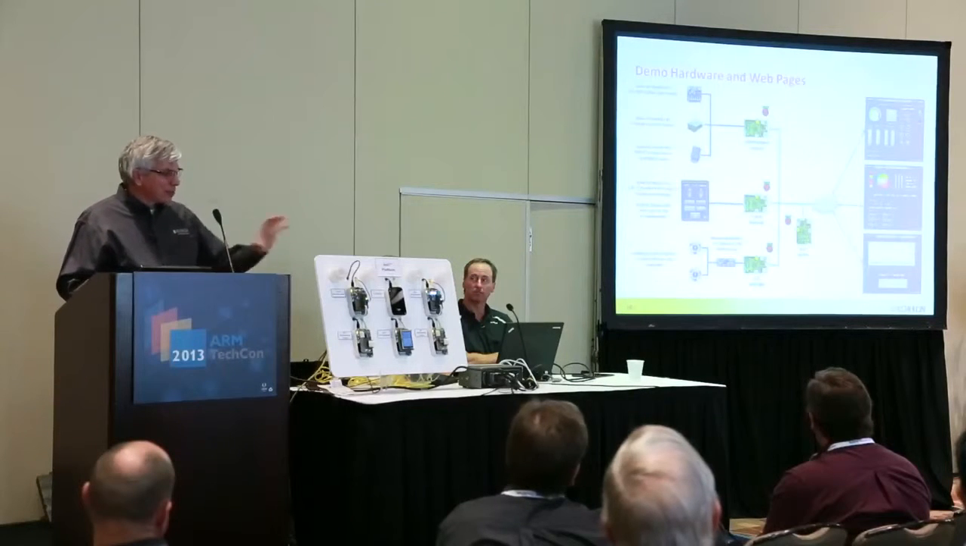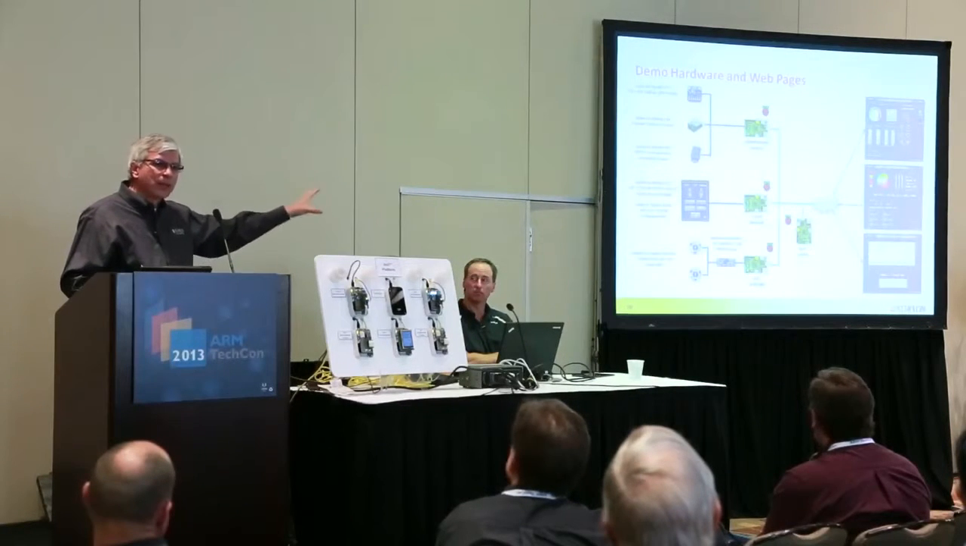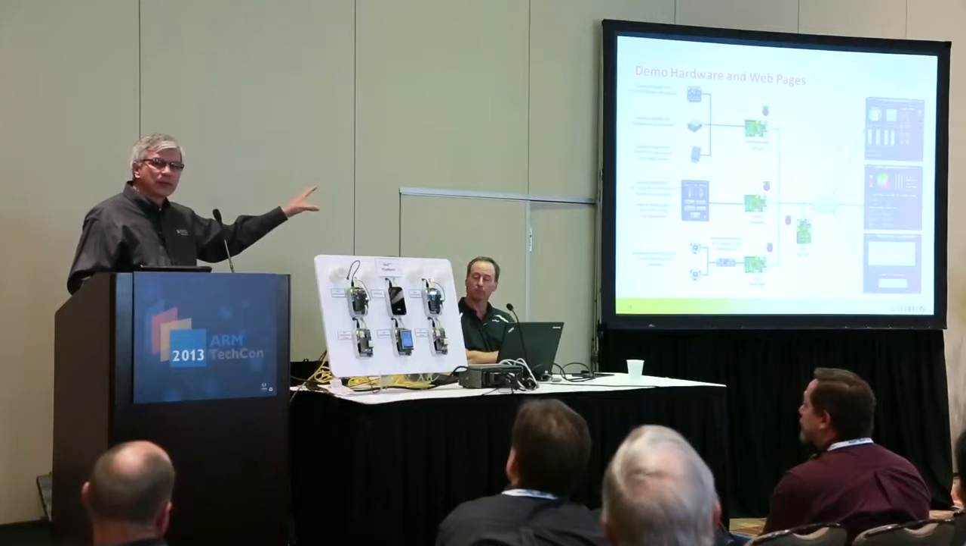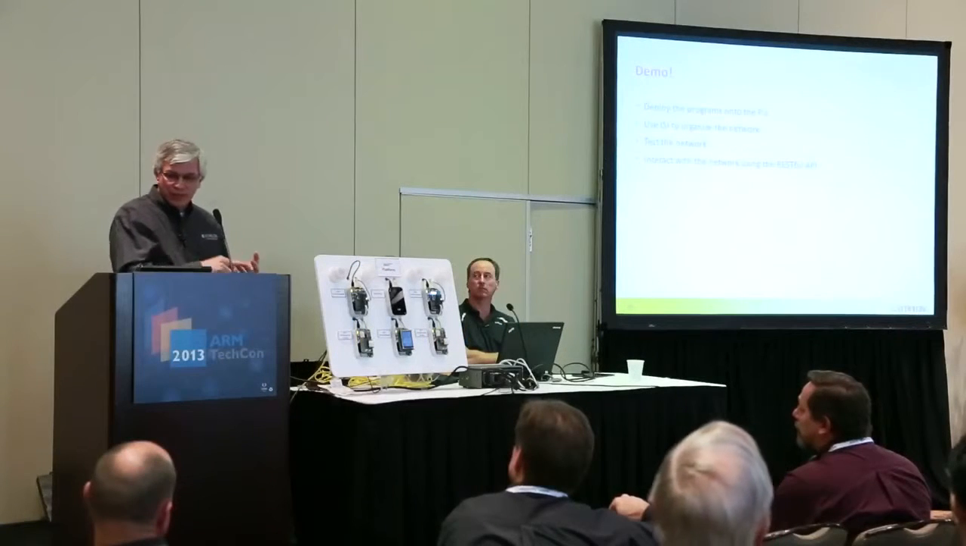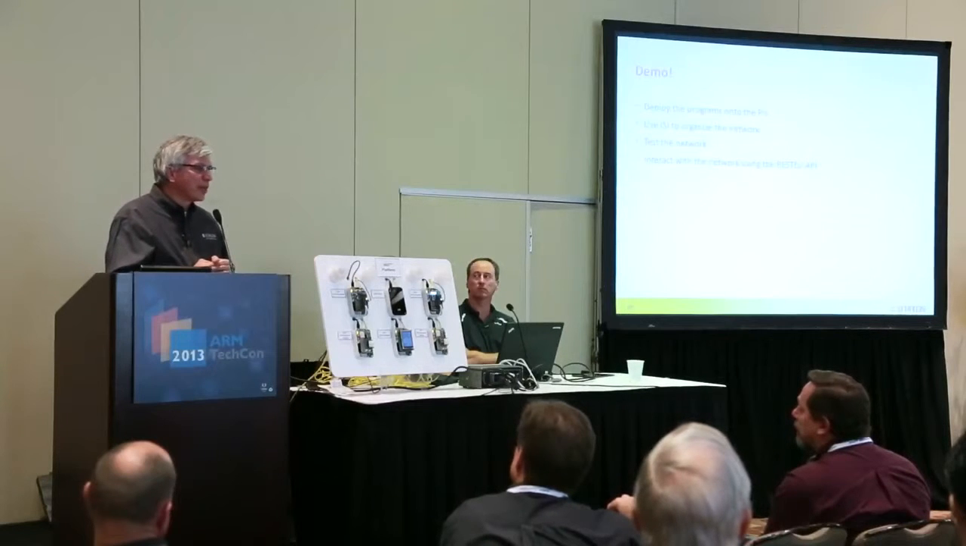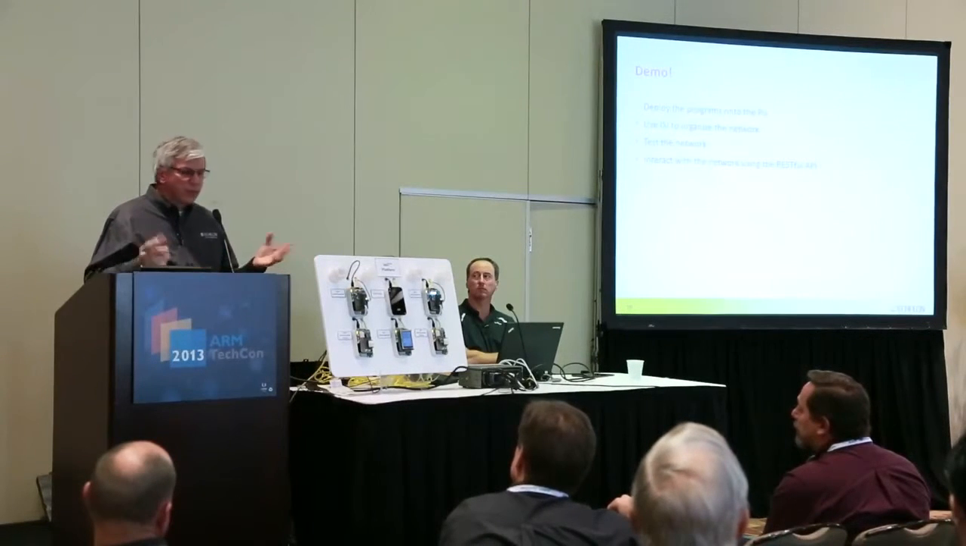So that's the hardware running here, but also the hardware and software and web pages that all come with our freely available kits. You can get our kit. You can program the software into Raspberry Pis, get them up and running. You don't have to use a Pi, but a Pi is a nice way to get started. Use ISI to organize your network to get the devices to talk to each other. You can test your networks, interact with them through the RESTful API. You can start with our example web pages, but you can create your own web pages.